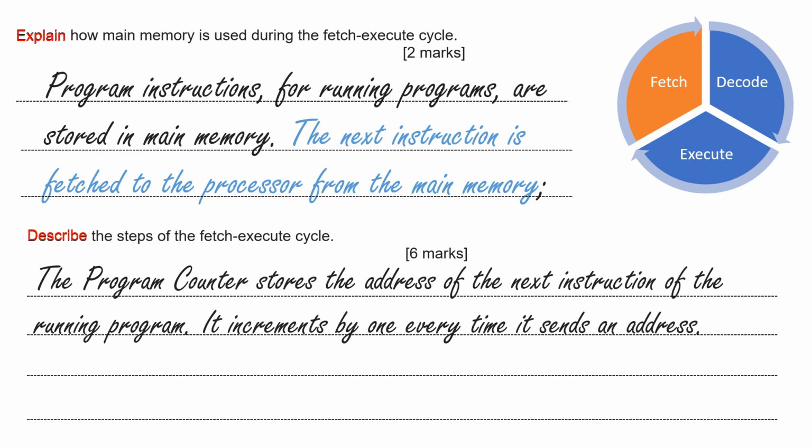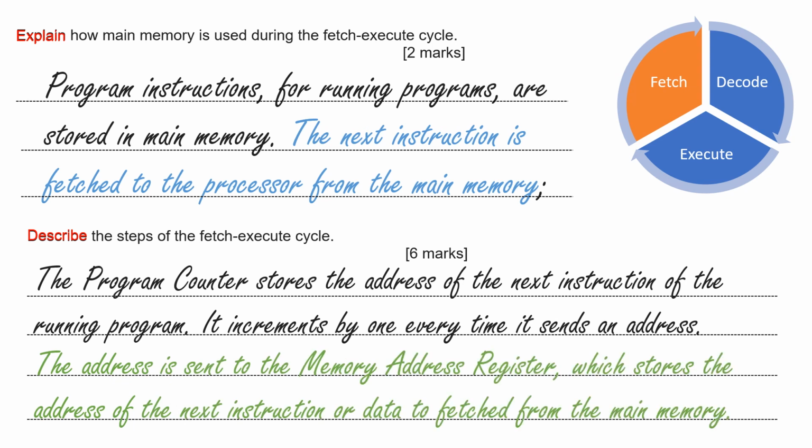Now that's very similar to the question beforehand: explain how memory is used during the fetch execute cycle. But this time we need to add a few more parts. The address is sent to the memory address register, which stores the address to the next instruction or data to be fetched from the main memory. That would get us our first 2 marks, potentially a 3rd. But what we would need to do is carry on describing all the different components that we've learnt about in this lesson until we've got 6 points covered off.